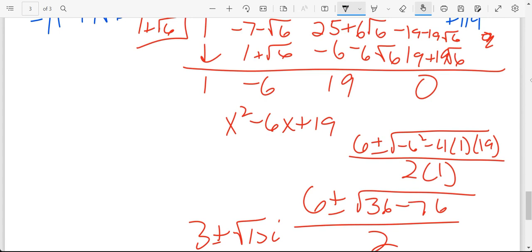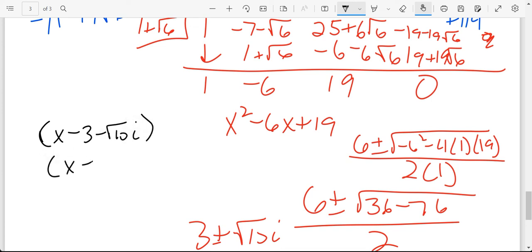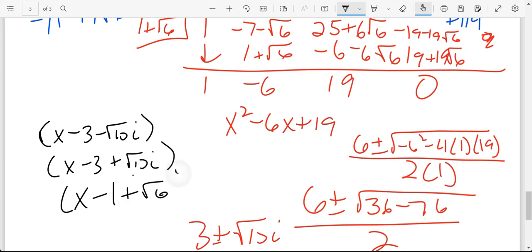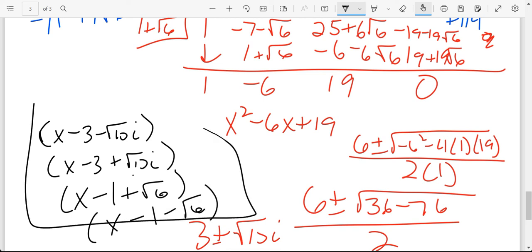Now let's write it as linear factors. So it's going to get us x minus 3 minus root 10 i, x minus 3 plus root 10 i, x minus 1 plus root 6, and x minus 1 minus root 6. That's the linear factorization. Thank you for watching, and we'll see you in class.